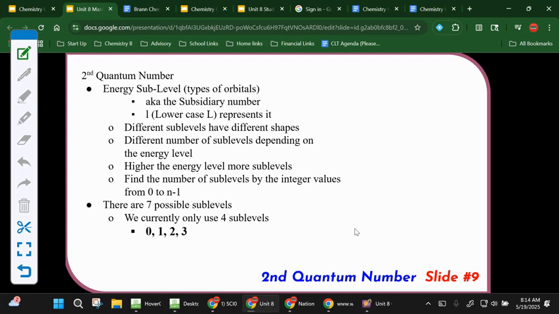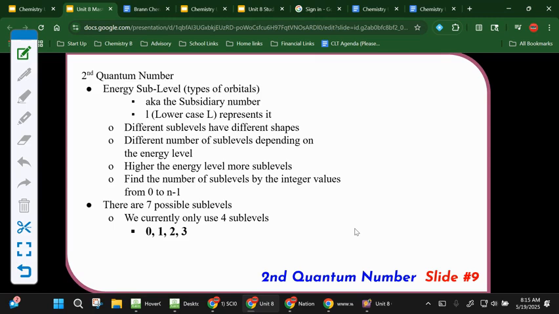In the second energy level, you have n value of 2. So, 0 to n minus 1. What is 2 minus 1? 1. So we have 0 and 1. 2 sublevels in the second energy level. Third energy level, 3. What is 3 minus 1? So we have 0, 1, and 2, meaning we have 3 sublevels in the third energy level.